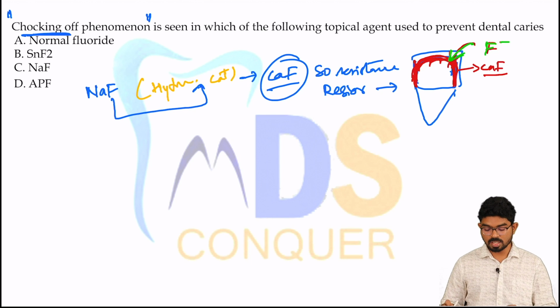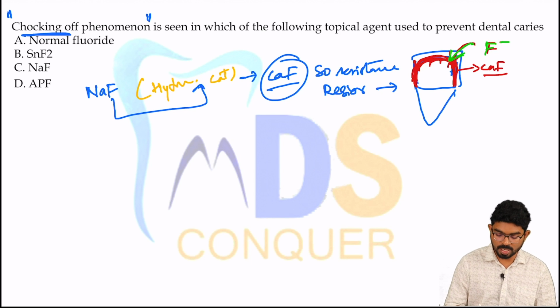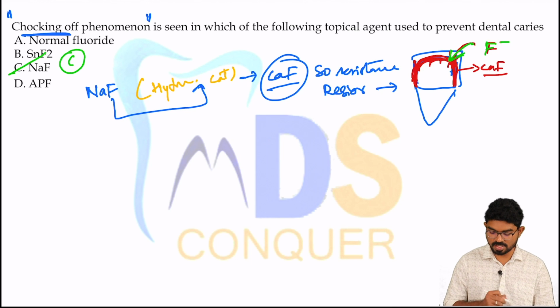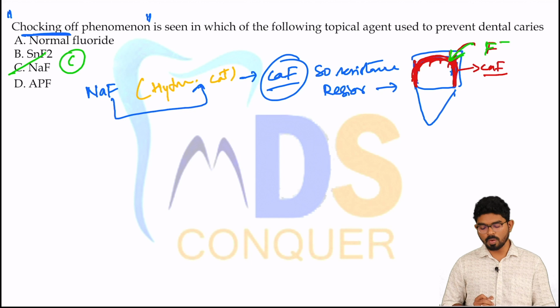So this is what is chalking off phenomenon, and it is very predominant and common with NaF. So NaF is the answer, C is the answer for this question. But how can you overcome this?